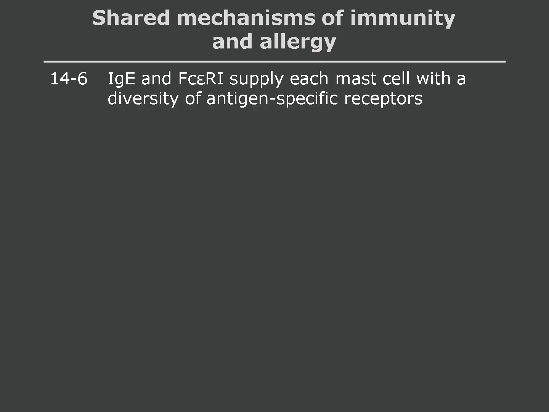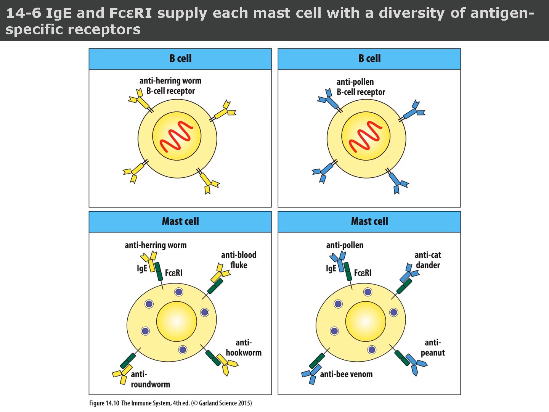IgE and FcεRI supply each mast cell with a diversity of antigen-specific receptors. This figure illustrates how B cells and mast cells interact with a diversity of antigens through specific receptors. At the top, 2 panels show B cells.